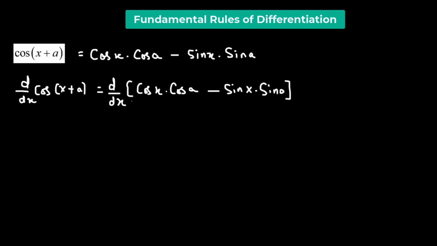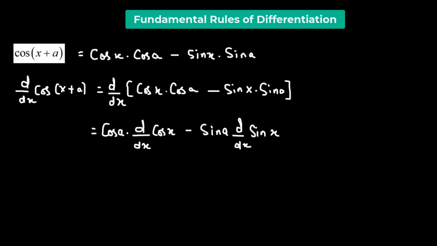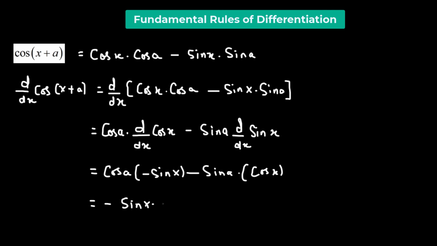Now here a is a constant, so that means cosine of a is also going to be a constant. So we take it out of the derivative. So the first term will be cosine of a times the derivative of cosine of x. Similarly, sine of a is also a constant. So we have sine of a multiplied by the derivative of the sine function. The derivative of the cosine function is negative sine of x, minus sine of a times the derivative of the sine function, which is cosine of x. So we finally get negative sine of x times cosine of a, minus cosine of x times sine of a.